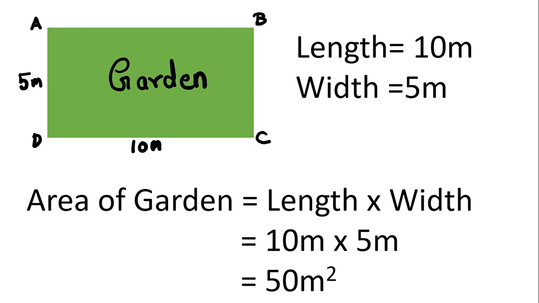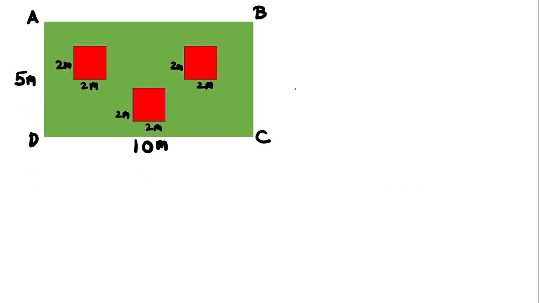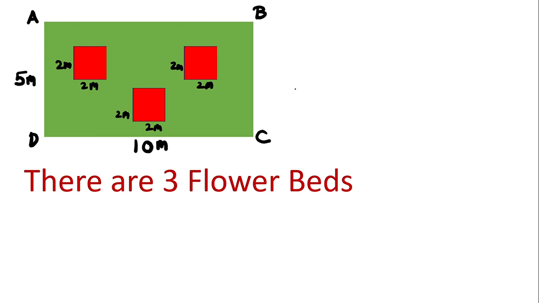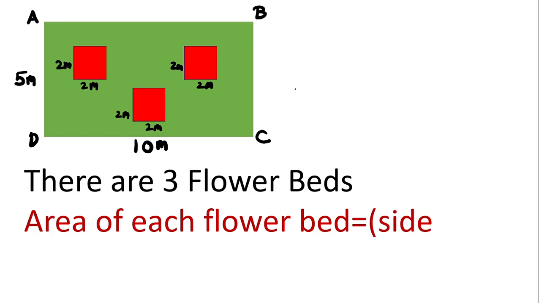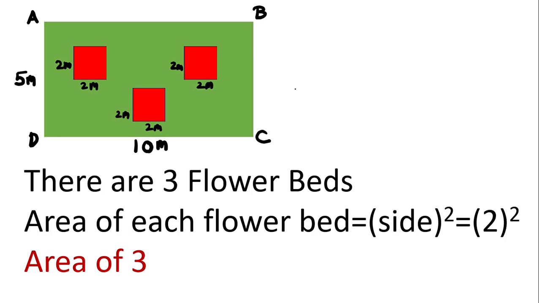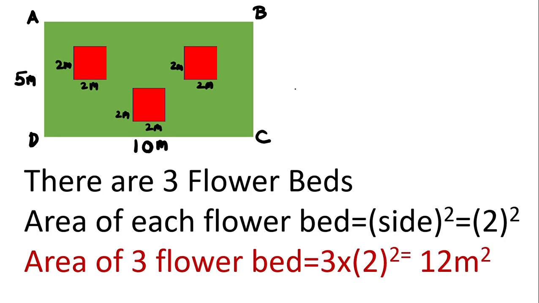Now the second part is we need to find the area of these flower beds. How many flower beds can you see on the screen, students? Three. And they are square shaped. So there are three flower beds. Area of each flower bed is side square, that is 2 raised to 2. So the area of three flower beds is equal to 3 into 2 square, which is equal to 12 meters square.